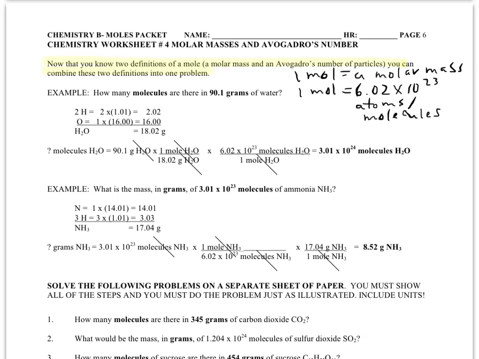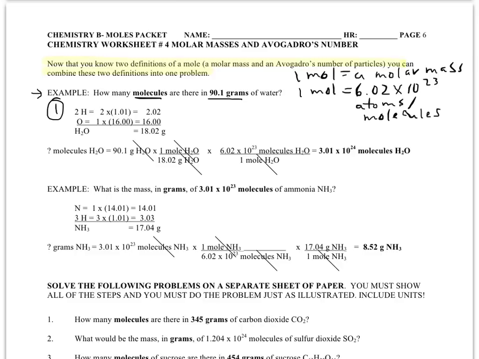So if I look at my first example, back on worksheet 4, it's asking us how many molecules there are if I have 90.1 grams, okay? And to simplify some of these problems, I've bolded the information you really need to focus on. So your first step in each one of these problems is going to be to calculate a molar mass, just like we did back on worksheet 1.